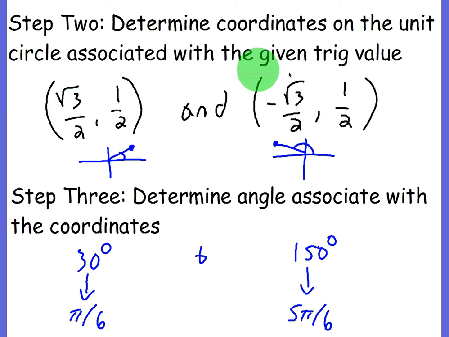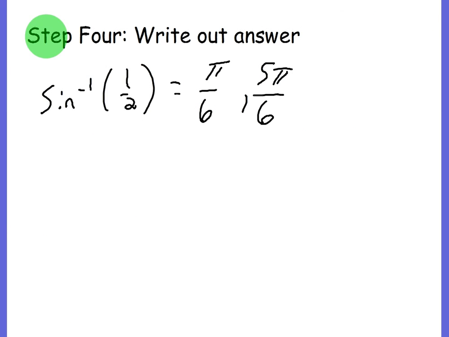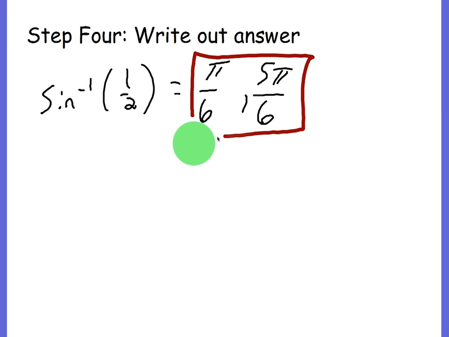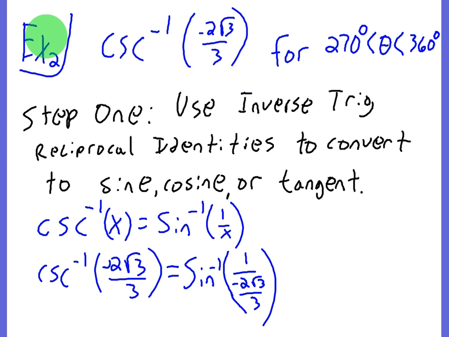Step 2, determine the coordinates on the unit circle associated with the given trig value. And those are the 2 points we just figured out. Then you want to figure out what angle that is where those 2 points exist. And again, it's at pi over 6 and 5 pi over 6. So sine inverse of 1/2 is equal to these 2 angles. Remember, the answer for an inverse trig function is an angle, or sometimes two angles. That's your last step. Step 4, write out the answer. And that's it. Let's go on to another example.